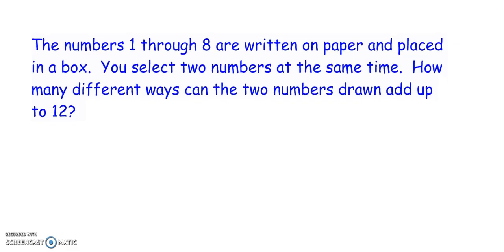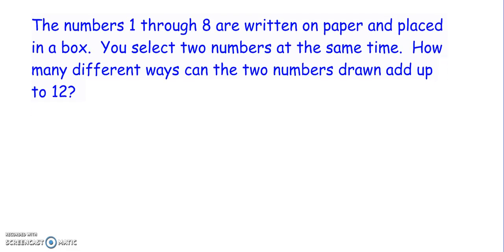Now, here is a very similar question. The numbers 1 through 8 are written on a piece of paper and placed in a box. You select two numbers at the same time. How many different ways can the two numbers be drawn add up to 12?